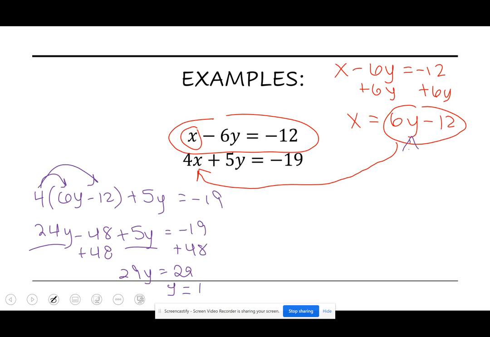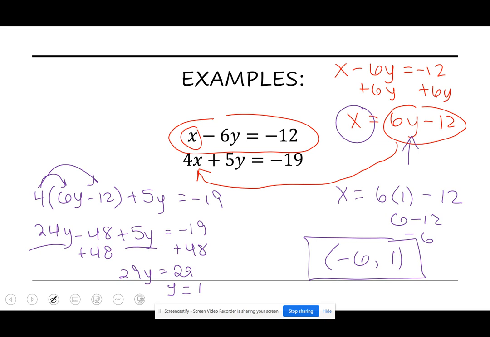Now I'm going to plug that into my equation where I solved for the variable, because then it's easy to find out what x is. So we get 6 times 1 minus 12 gives us negative 6. So our answer to make both of these equations true would be negative 6, 1.